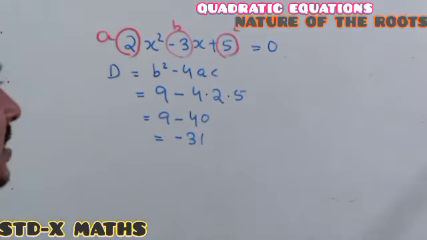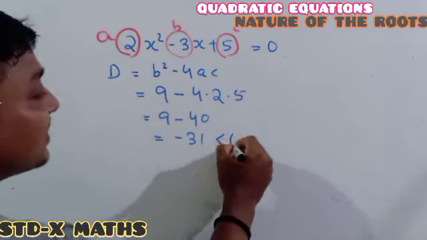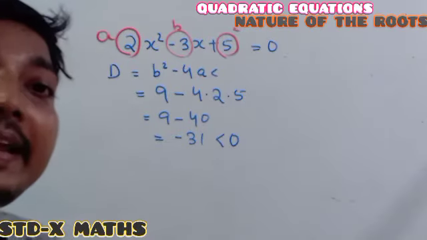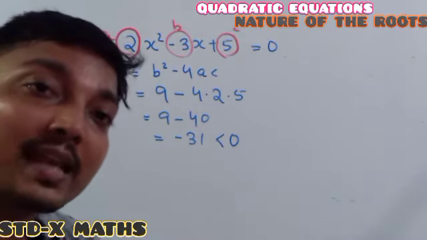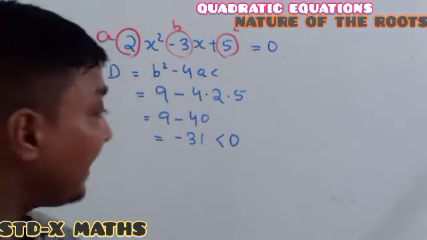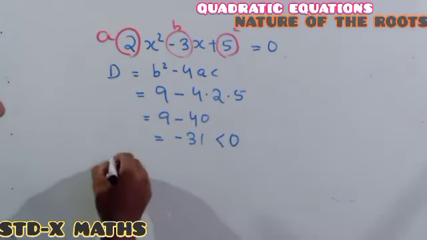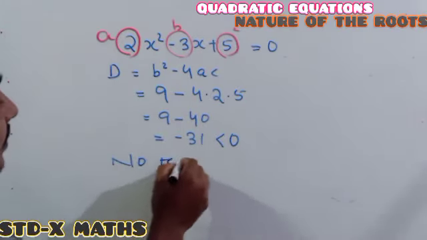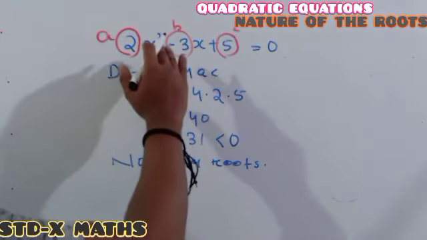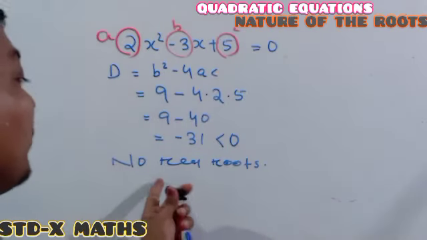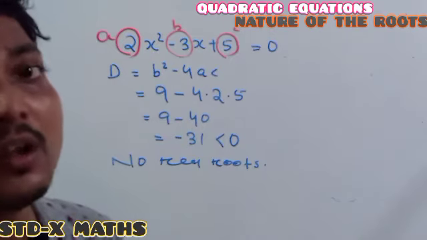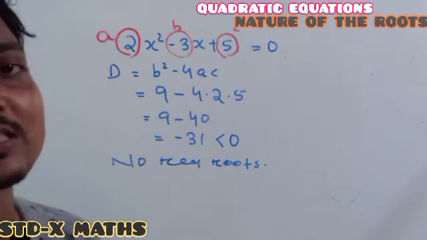And here it is clearly seen that minus 31 is less than 0. I have already said that when D is greater than 0, there are two real and different roots, and when D is equal to 0, both real roots are equal. Here, D is less than 0, so it means we can obtain no real roots. So if you attempt to find the roots of this quadratic equation, you will always get no real roots. Understood?